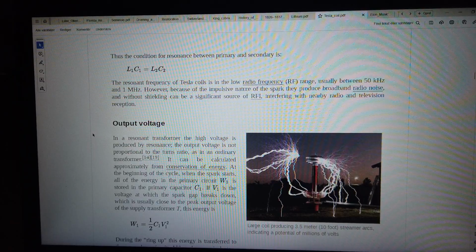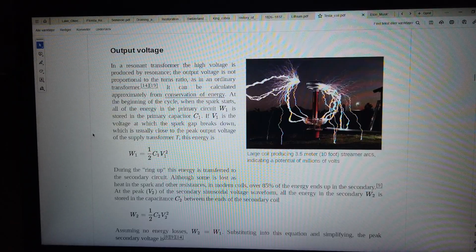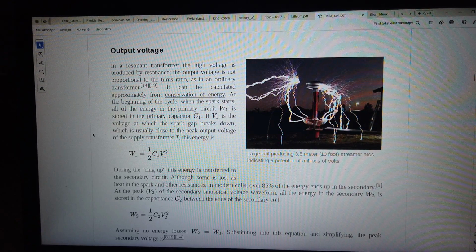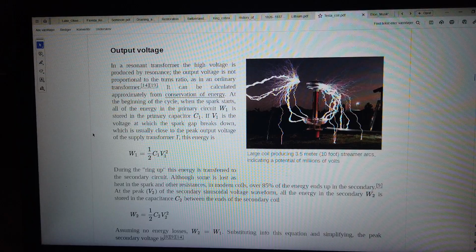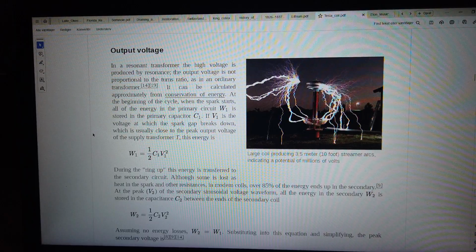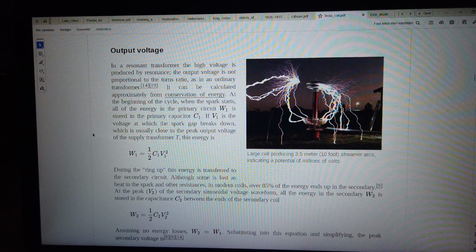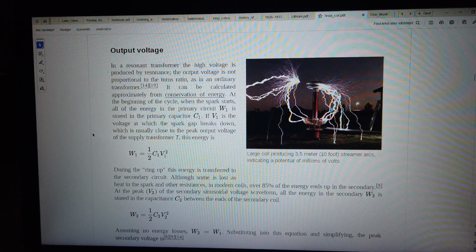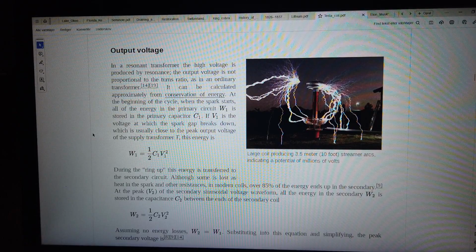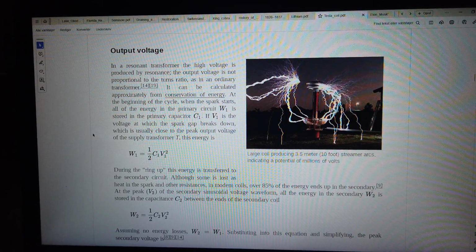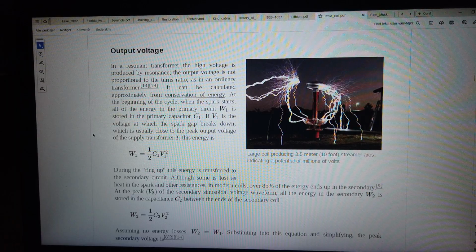Output voltage. A large coil producing 3.5 meter, 10-foot, streamer arcs, indicating a potential of millions of volts. In a resonant transformer the high voltage is produced by resonance. The output voltage is not proportional to the turns ratio, as in an ordinary transformer. It can be calculated approximately from conservation of energy.